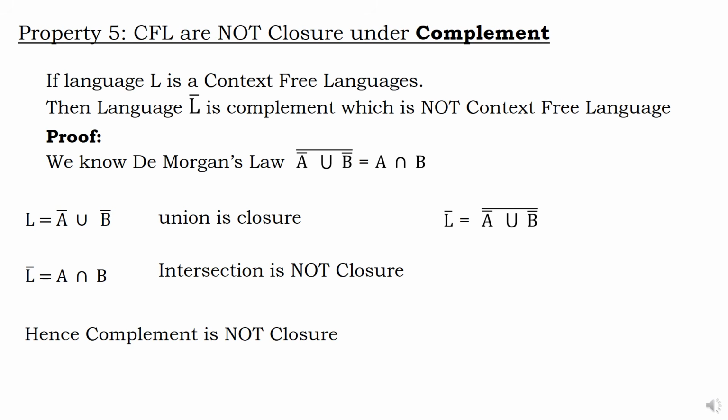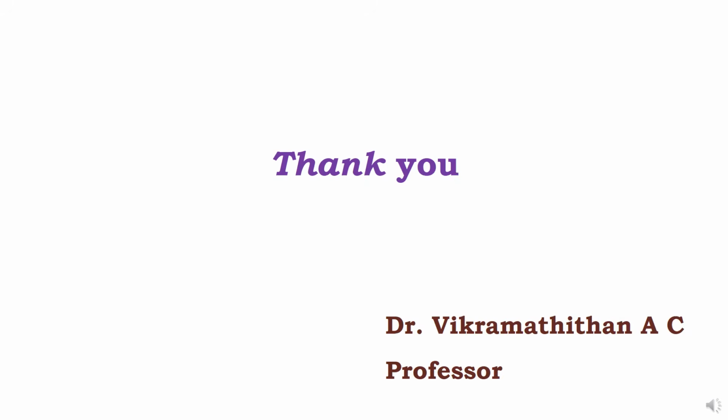We discussed 5 properties here. What are the 5 properties? Union, concatenation, star, all 3 are closure. Intersection and complement are not closure. With this, I would like to conclude this normal form topic. We discussed CNF, GNF, and we also discussed the pumping lemma for context-free language and properties of context-free language. With this, I would like to conclude this particular video lecture. Thank you.